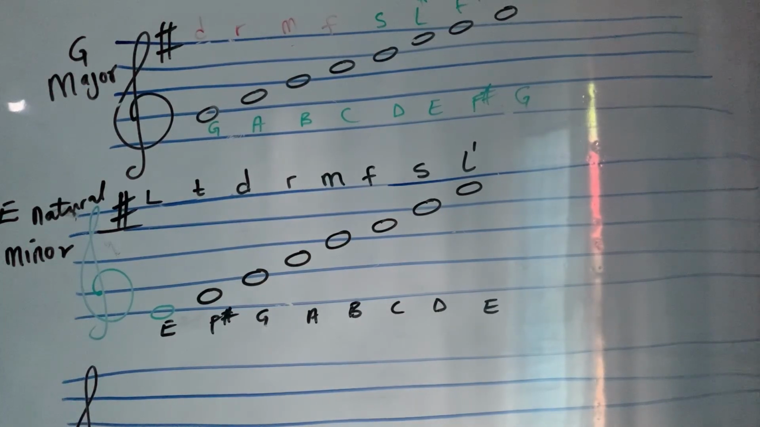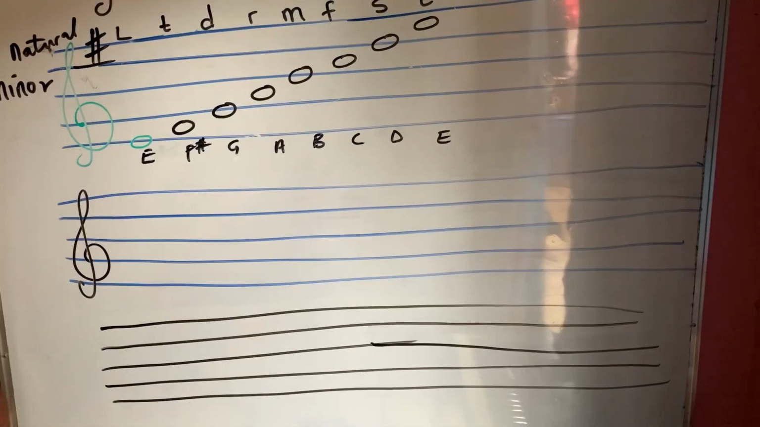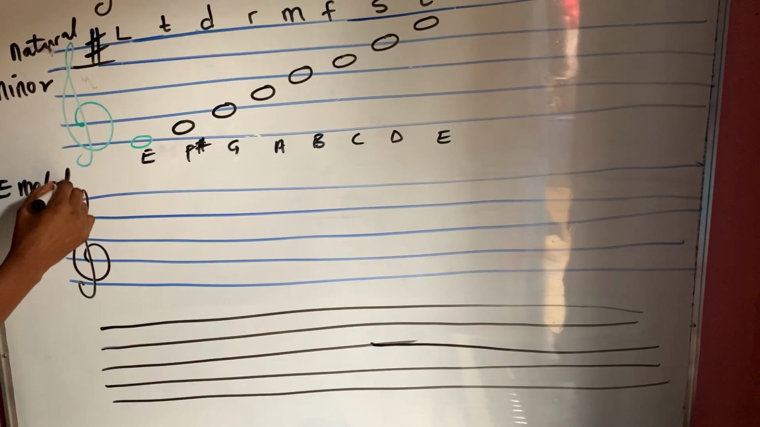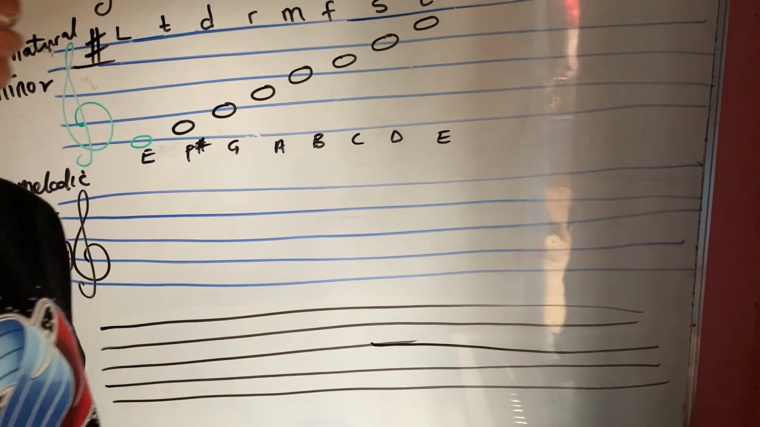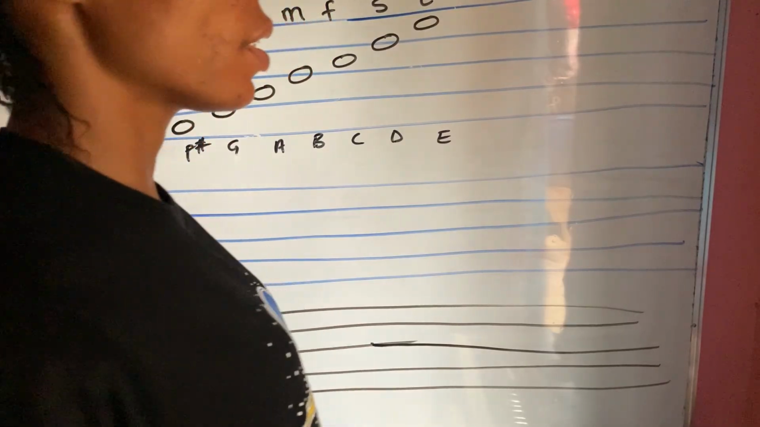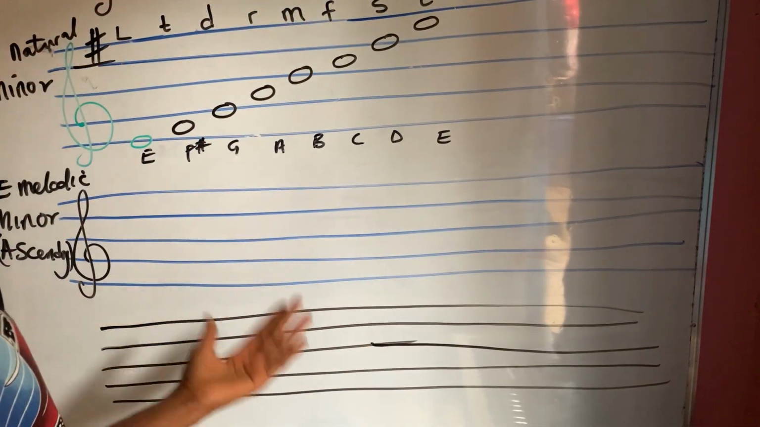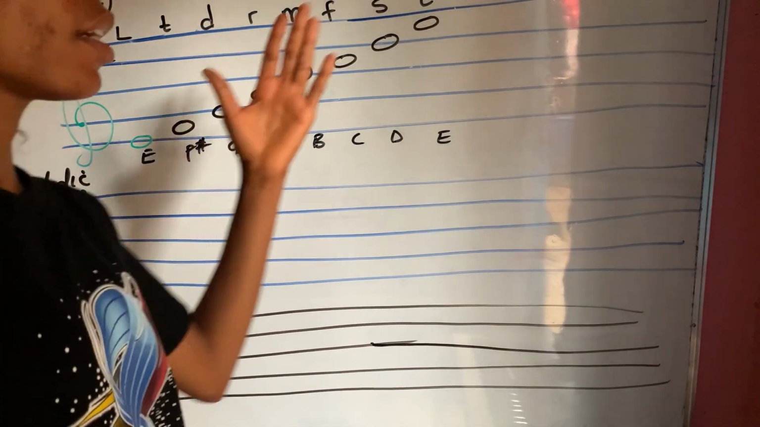Okay, then let's do melodic minor. Can you see up to this point? Now this is for the natural minor. Now let's write E melodic minor ascending. Ascending of melodic minor is different from descending. When you are descending, it becomes the natural minor. When you are ascending, it's melodic.